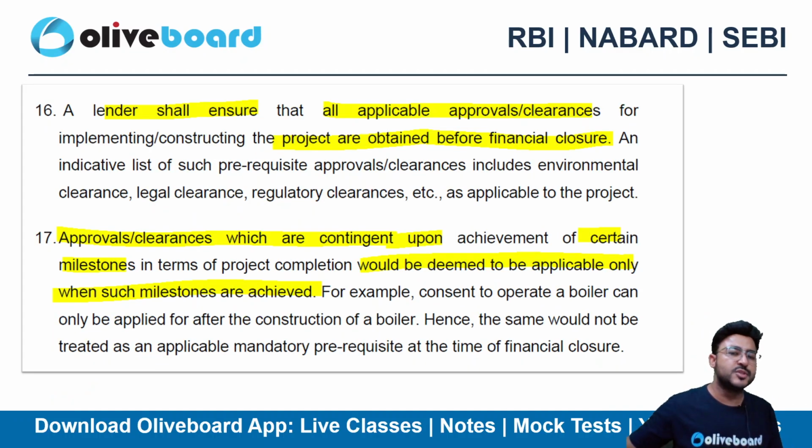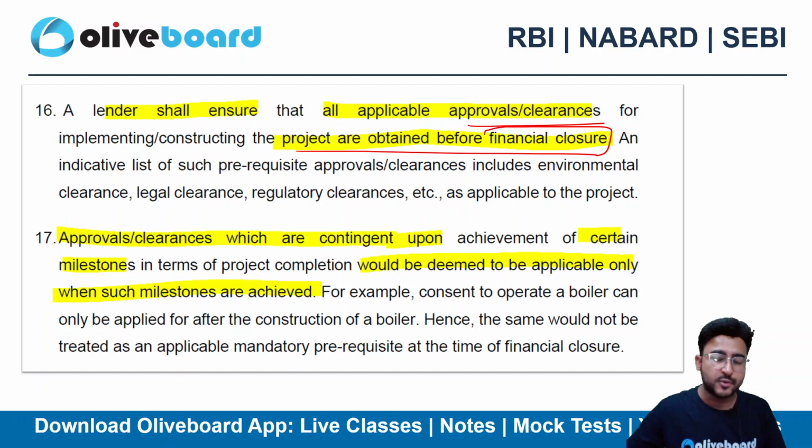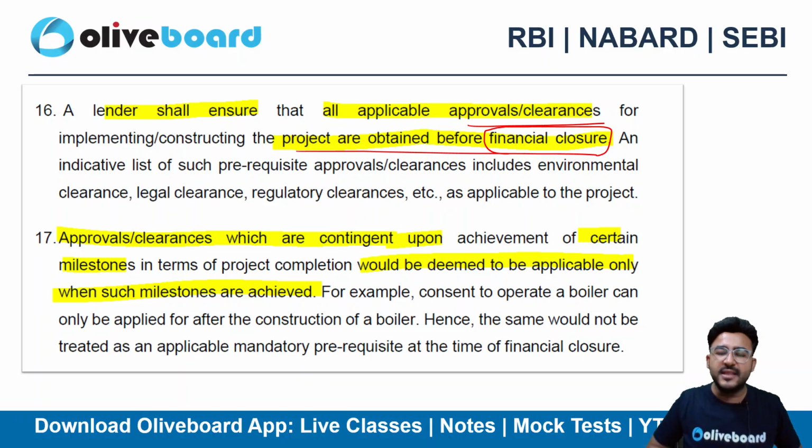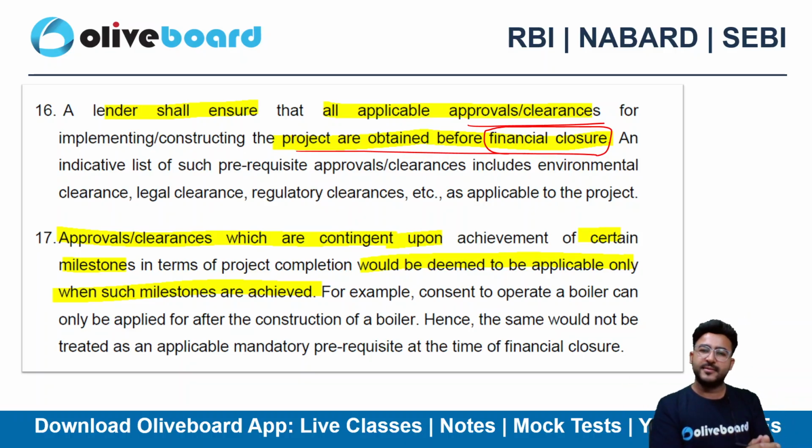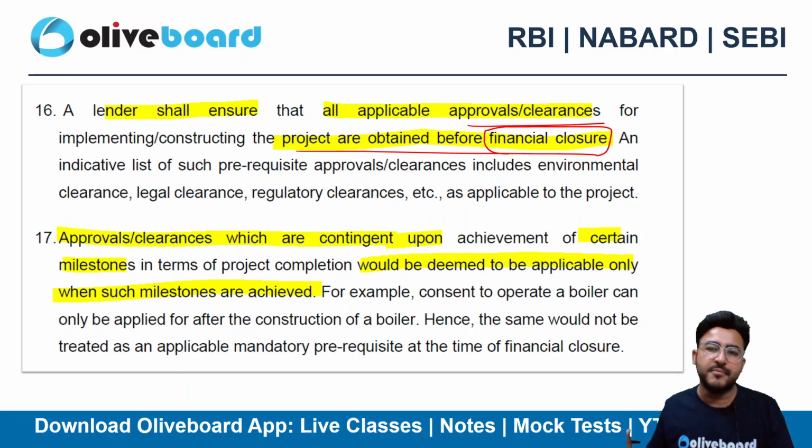A lender shall ensure all the applicable approvals and clearances of the project are obtained before the financial closure. Or you are about to close the finance, you are about to give them the money. However, they haven't yet taken the approvals. The approvals have not yet been done, right? So suppose a highway is being built, the approval hasn't come, how will that work? So the lender needs to ensure that all the approvals are in place, right? All the clearances are done before the financial closure itself.